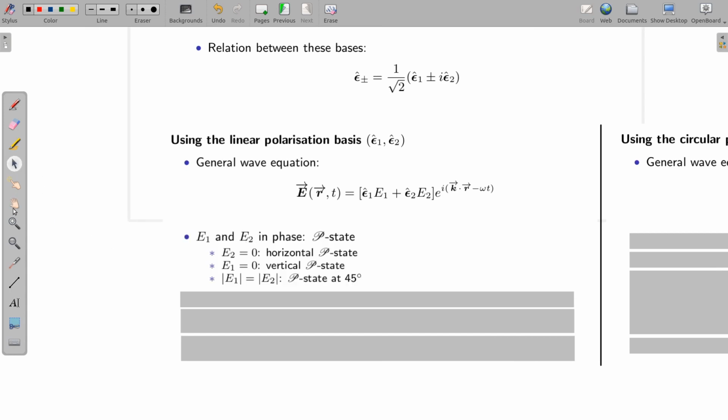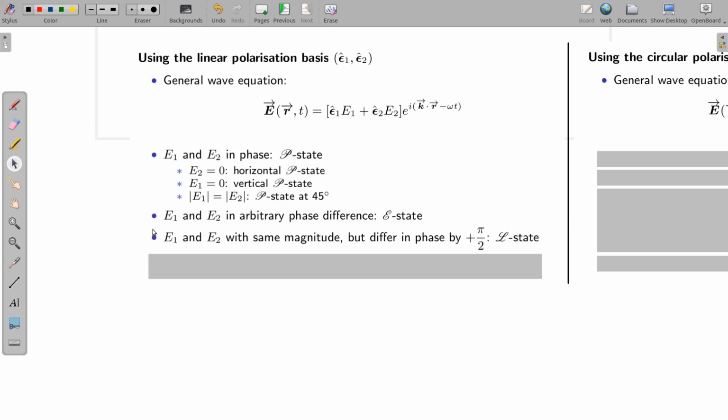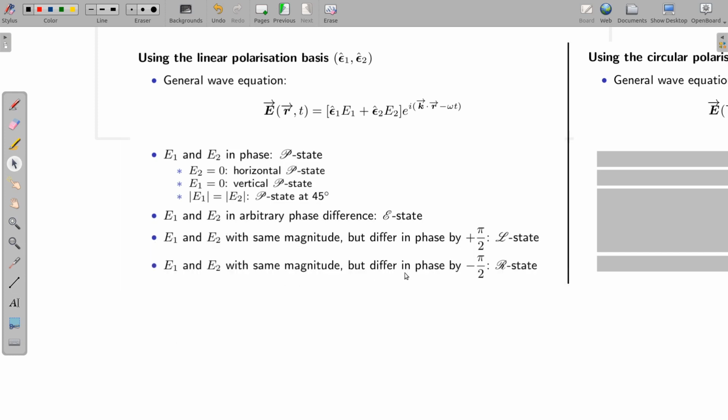Then if E1 and E2 are in phase, we get a P state. If E2 is 0, then we get a horizontal P state. If E1 is 0, we get a vertical P state. If both of them have the same magnitude, then the P state will be at 45 degrees. That is linearly polarized light at 45 degrees. Then if E1 and E2 have an arbitrary phase difference, we get an elliptical state. If E1 and E2 have the same magnitude but differ by plus pi by 2, we get the L state. And if they have the same magnitude but this time differ by minus pi by 2, we get the R state.